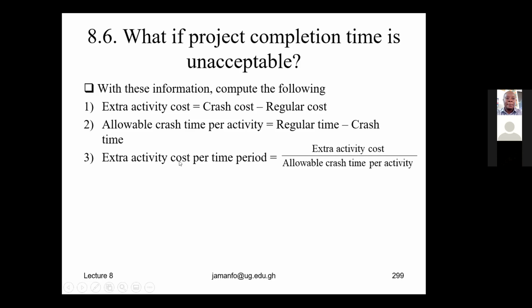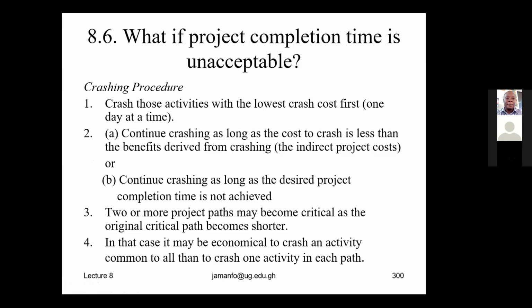So the extra activity cost per time period is equal to the extra activity cost, which is this one, divided by the allowable crash time per activity. So if you divide this by this, you get this. Don't be confused. We'll go through examples for you to understand it better. Crashing procedure. We crash those activities.